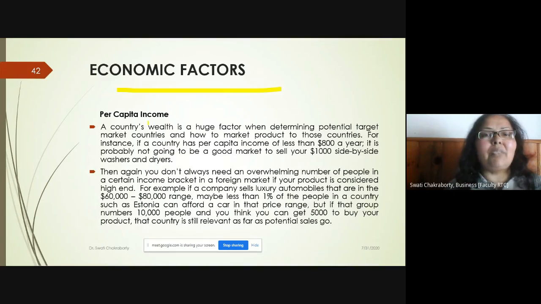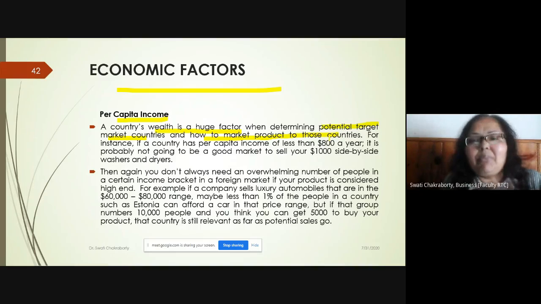Next comes up is economic factors, and the first factor that we talk about is per capita income. Any country's wealth, that's a huge factor, right? While determining the target market countries and how to market products in these countries, when we choose which market to go in, we have to think of the economic factor, the per capita income, whether people are able to buy, how many people are able to buy, right? And depending on that, you start marketing, right?